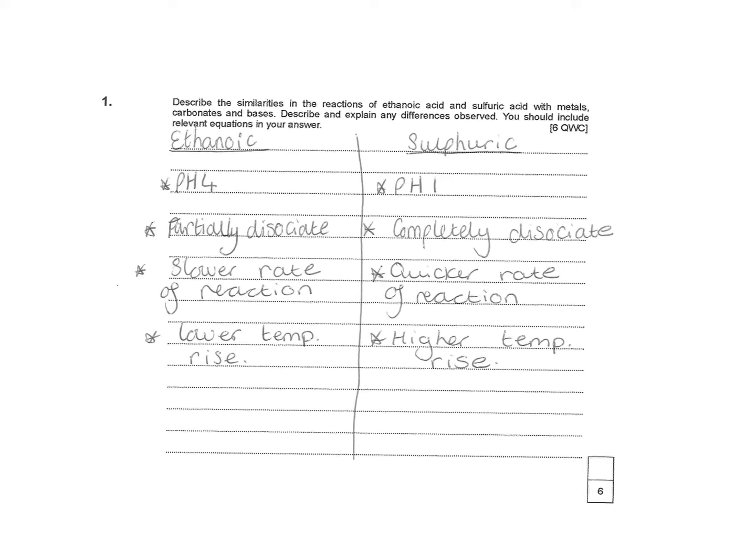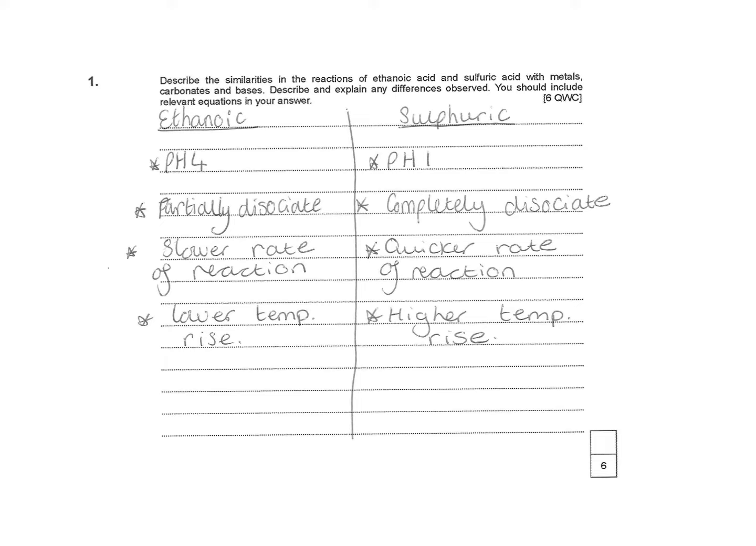So the first one, I split up into two sections. It says, describe the similarities and interactions of ethanoic acid and sulfuric acid with metals, carbonates and bases. Describe and explain any differences observed. You should include relevant equations in your answers. So the first thing I did is break it down into key facts.